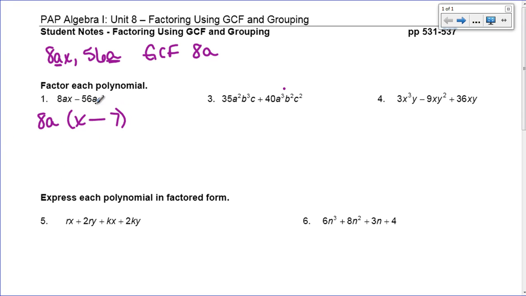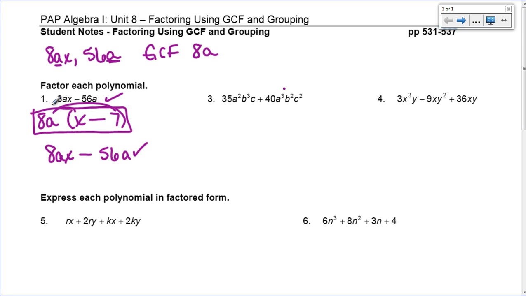And if I do the double distributive property and multiply this out, it should equal this when I'm done. So we can double check it. That becomes 8ax. And then when I do 8a times negative 7, it becomes negative 56a. So this is the same thing as this. So my two factors is this part right here. This is your answer. You do not have to multiply them together every time and check. I just wanted you to see that it worked.